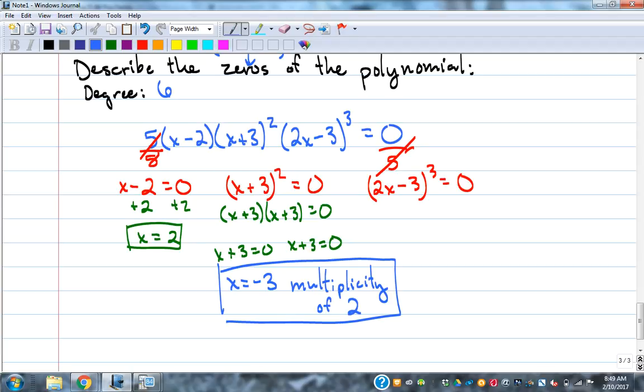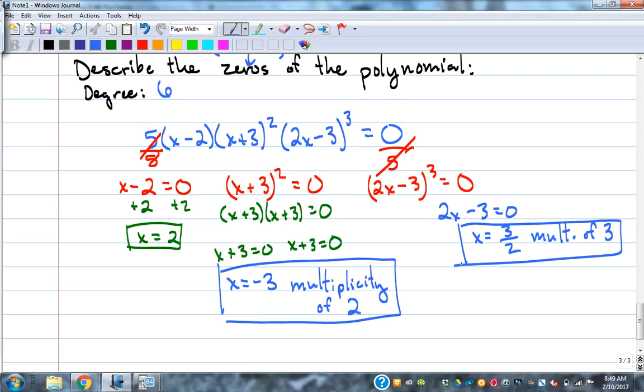Okay. Now we got this other factor, 2x minus 3 to the third power. So how many times is it going to count? 3. It has a multiplicity of 3. So we're just going to solve 2x minus 3 equals 0, and we'll get x equals 3 over 2 with a multiplicity of 3. And I just abbreviated multiplicity, and that's what I would expect you to do. MULT of 3.